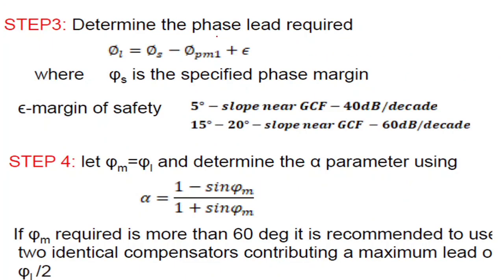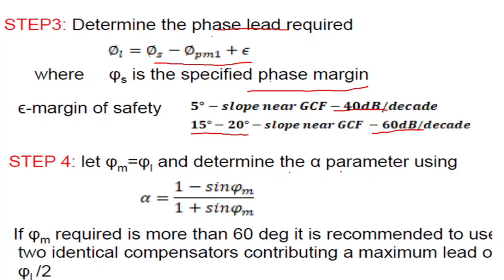Next, determine the phase lead. We have a formula: phase lead phi L equals phi S minus phi PM1 plus epsilon, where phi S is the specified phase margin. Epsilon is a specific case: if it is 5 degrees, the slope near the gain crossover frequency is minus 40 dB; if it is 15 to 20 degrees, we have minus 60 dB per decade.